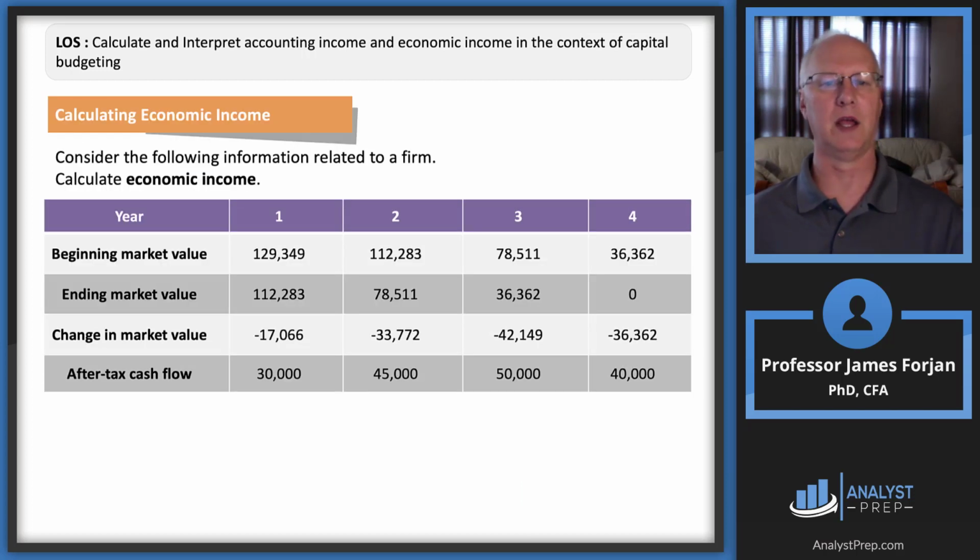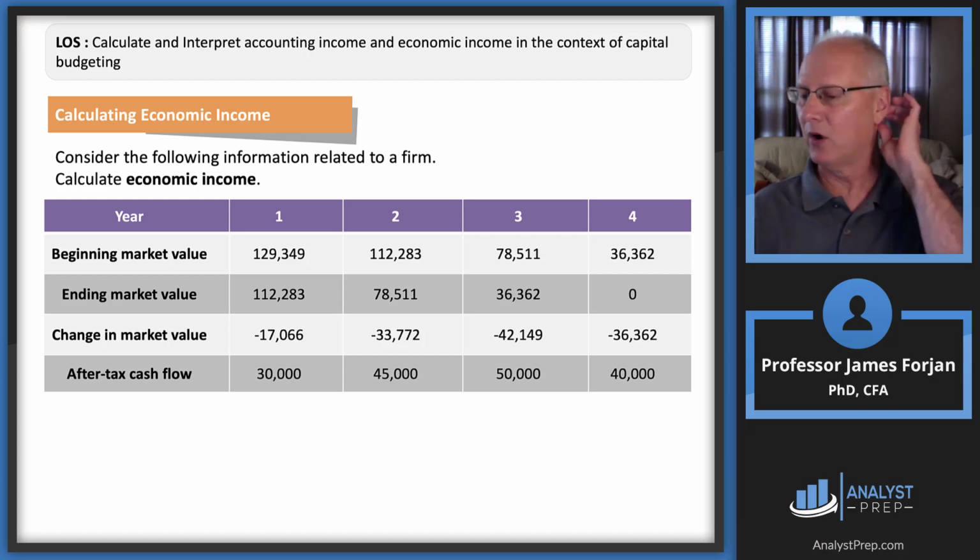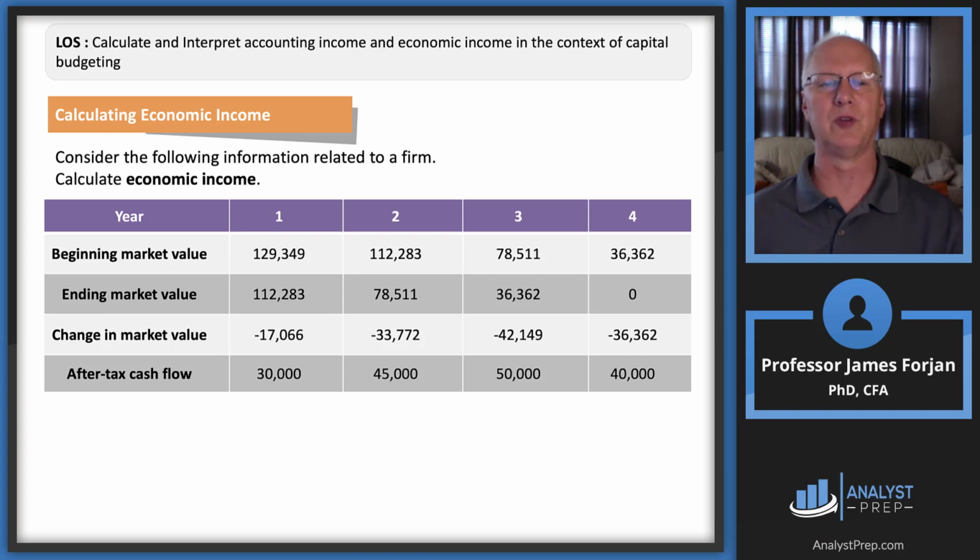So let's look at a quick example here. Let's go ahead and calculate economic income. All we're doing is looking at the differences between market values. Now, of course, you could scratch your head and say, wait a minute, Jim, aren't beginning and ending market values based on cash flows? And of course they are, but ending and beginning market values may be observed right on the New York Stock Exchange or the New York Bond Exchange, right? And then there are cash flows there, 30,000.